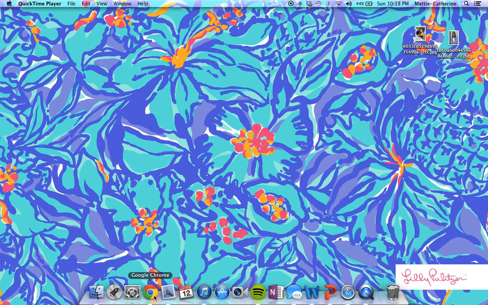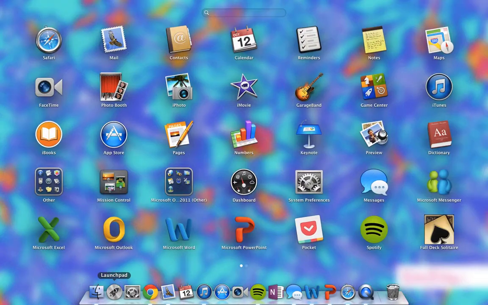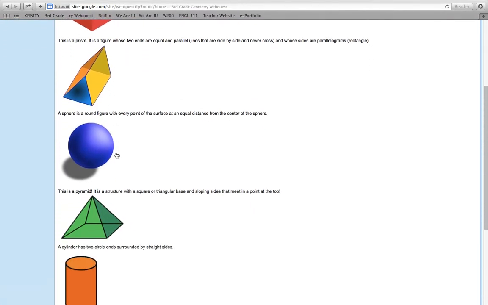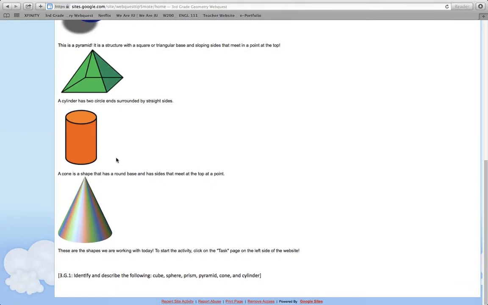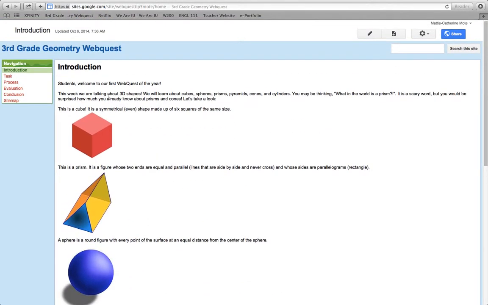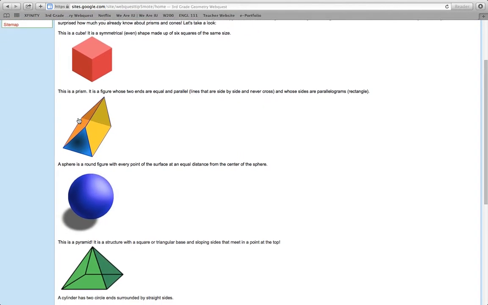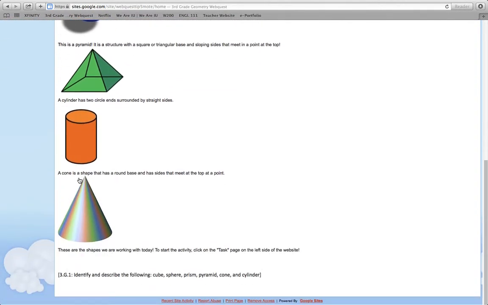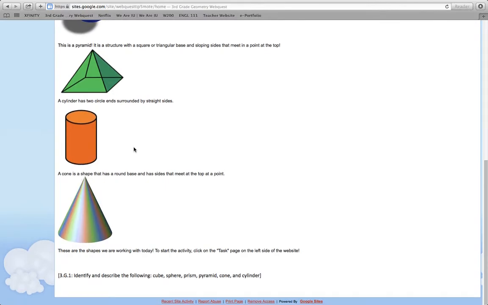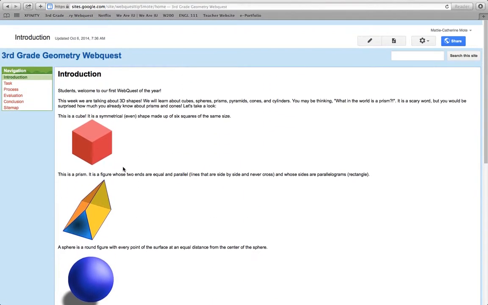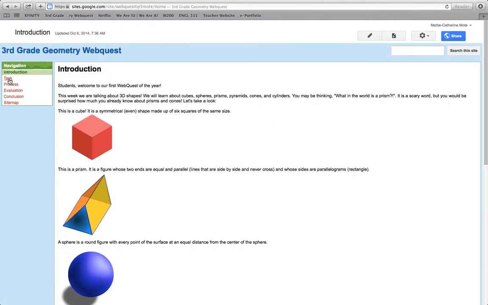Okay, so we are going to be going through my third grade geometry Webquest. This is the introduction page, which explains characteristics of each of these three-dimensional shapes, and these are the ones that will be in the lesson. There are no more than these. These are the most basic. So we have a cube, a prism, a sphere, a pyramid, a cylinder, and a cone. I have pictures of each, and then I explain a little bit about the shape so it's easier for them to identify when we move on to the task page.